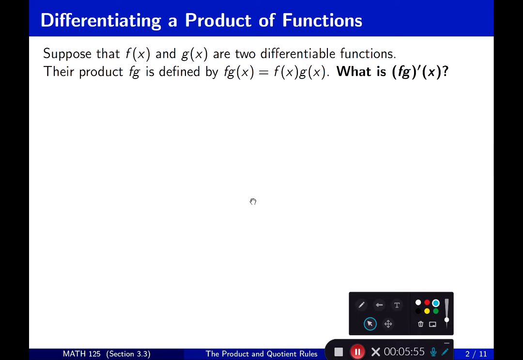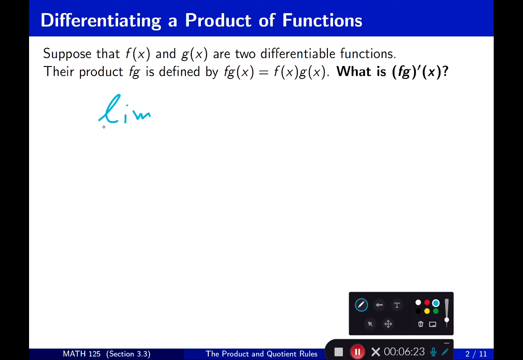First, the product fg is defined by fg of x equal to f of x times g of x. And suppose that f of x and g of x are both differentiable functions. What is fg prime of x? I don't have a whole lot of knowledge right now about fg prime. All I know is the limit definition.